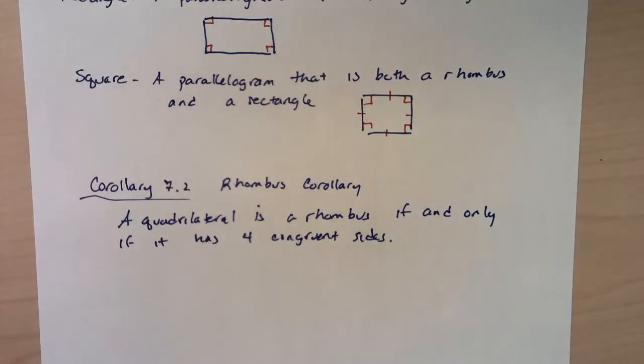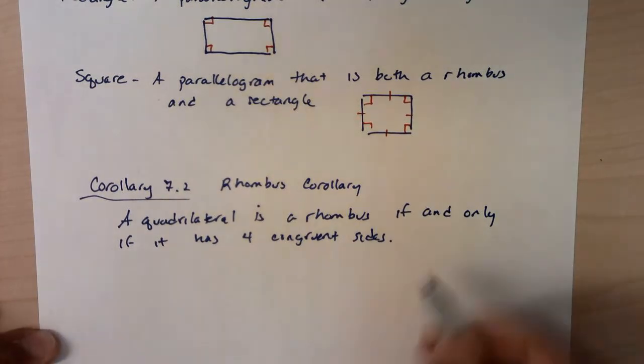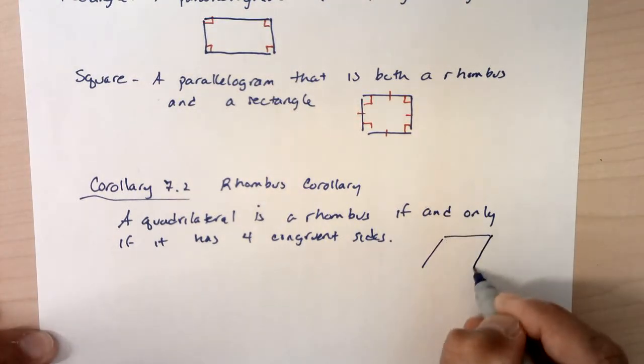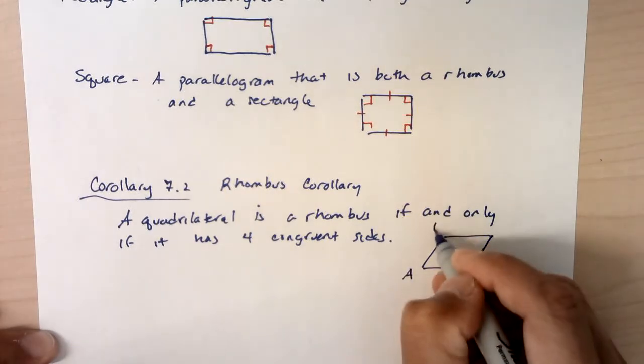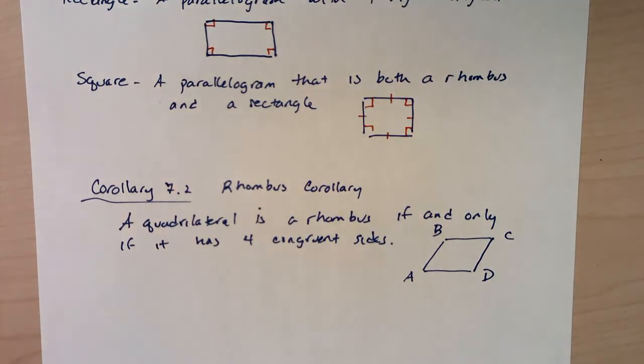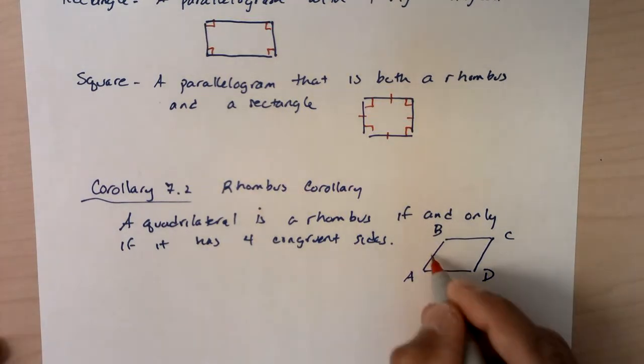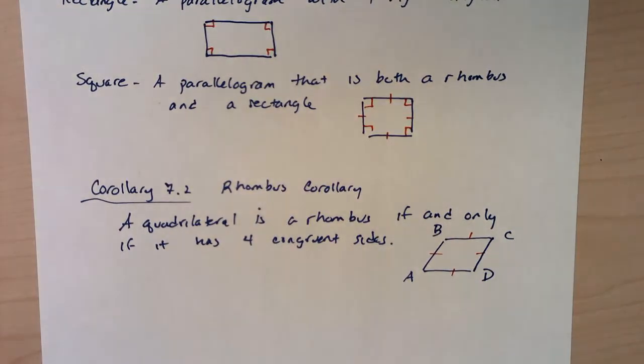We'll talk about a few corollaries that deal with parallelograms. For example, corollary 7.2. Again, a corollary is a statement that directly follows a theorem, or could easily be proven by a theorem. Corollary 7.2 is the rhombus corollary. A quadrilateral is a rhombus if and only if it has four congruent sides, so it's written in biconditional form. Here's my quadrilateral, we'll call it ABCD. It's a rhombus if it has four congruent sides. Or if a quadrilateral has four congruent sides, then it is a rhombus.